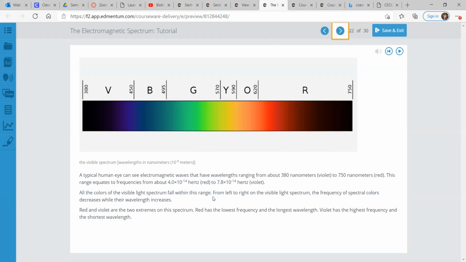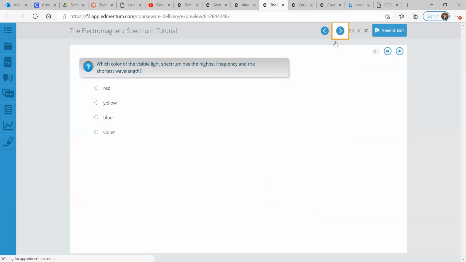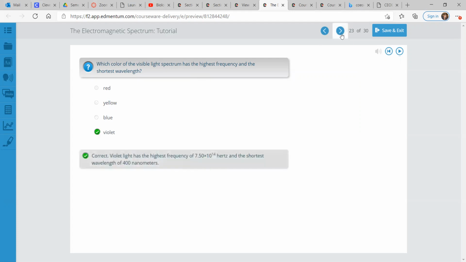All the colors of the visible light spectrum fall within this range from left to right. On the visible light spectrum, the frequency of spectral colors decreases while the wavelength increases. Red and violet are the two extremes on this spectrum. Red has the lowest frequency, longest wavelength. Violet has the highest frequency, shortest wavelength. Which color of the visible light spectrum has the highest frequency and the shortest wavelength? Let me see. Oh, it's violet, because we just said that.